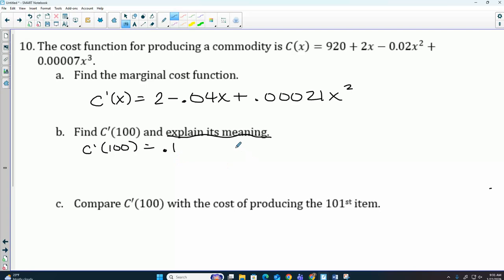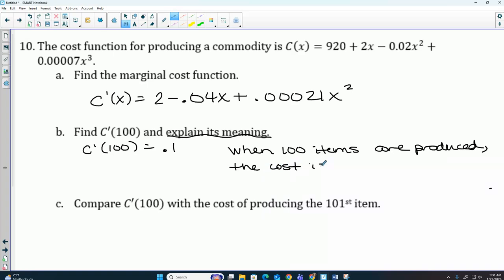No. The derivative is how the cost is changing. So when 100 items are produced, the cost is rising because it's a positive, 10 cents per item. Okay, that means if I make one more item, I would expect my cost to go up by 10 cents.